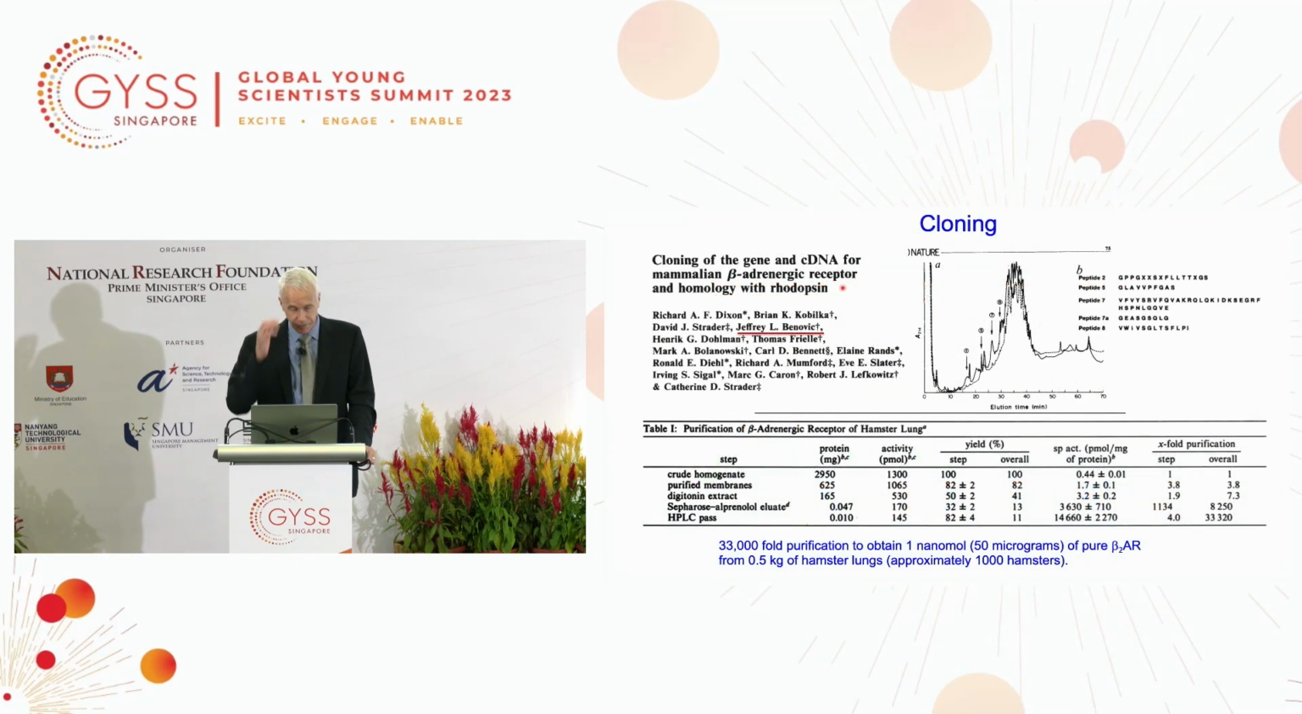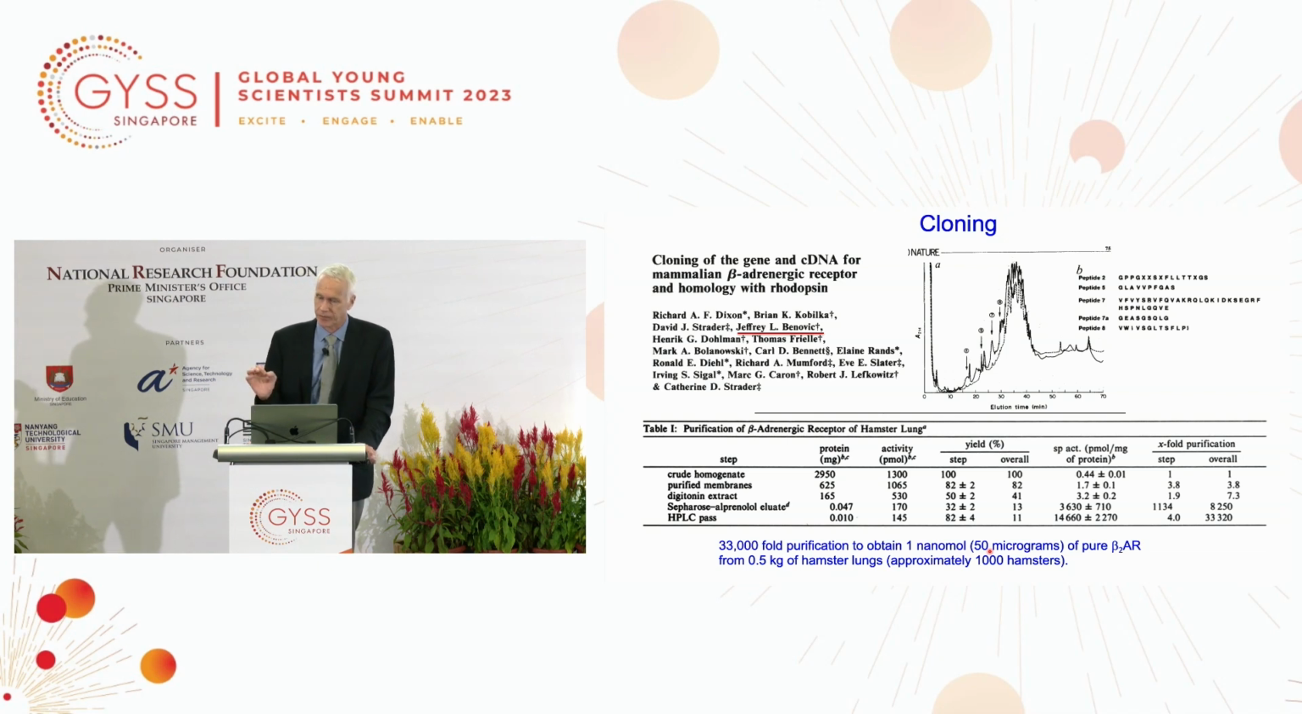So this is a sort of a remarkable piece of biochemistry that I'd like to show. This is, again, the purification of the beta-2 adrenergic receptor. The beta-2 receptor is abundant in lungs. It's an important target for asthma. So this postdoc in the lab of Robert Lefkowitz, his name's Jeff Benovic, did this really Herculean purification, 33,000-fold purification of beta-2 receptor from half a kilogram of hamster lungs. Approximately 1,000 hamsters were required to achieve this. And from this, he was able to get 50 micrograms of protein, a very small amount.